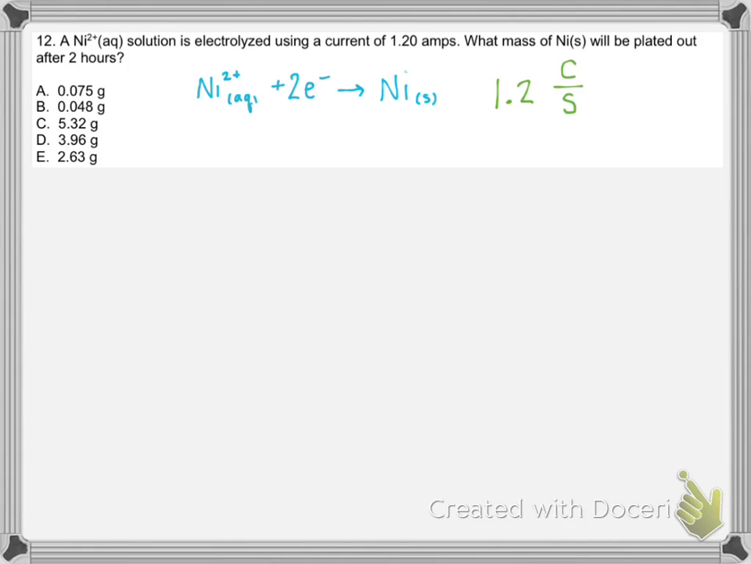Okay, so I'm going to start with what I'm given. That's not a ratio, that's just a number. That's going to be my 2 hours. And I can connect from time with my current, that 1.2 coulombs per second. But first I need to get the units to match. So I'll say there's 3,600 seconds in 1 hour. And then I can say that for every 1 second, I'm putting in 1.2 coulombs.